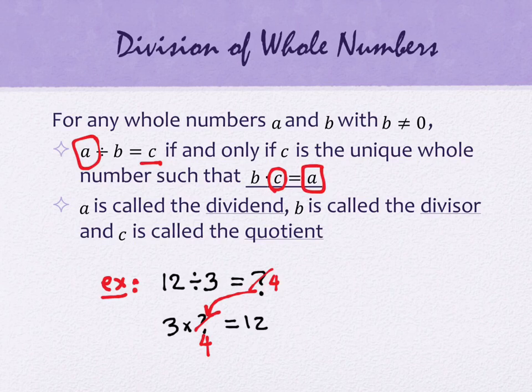So the number that we divide by is called the divisor. This one is the divisor. The number that is being divided is called the dividend. And the answer to a division problem is called the quotient.